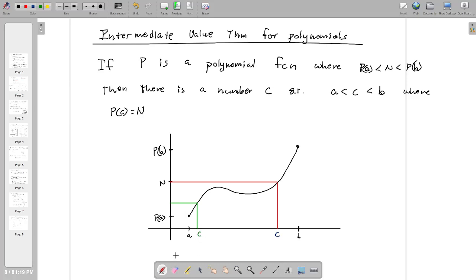So what the intermediate value theorem is basically saying is that every y value is achieved between P of A and P of B by some x value that's between A and B. So choose any y value, then there's a corresponding x value that the function maps to that y value that you chose. That's the intermediate value theorem.